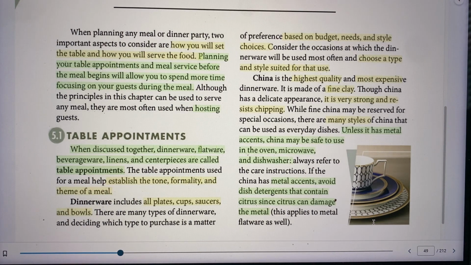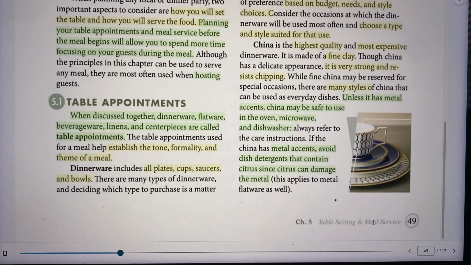And the china is probably the most expensive of our dinnerware. Usually it's made of fine clay, and it has a very delicate appearance. It is very strong and resists chipping. It doesn't chip easily. And it may be reserved for special occasions, yes, of course. And there are many styles of china that can also be used every day.